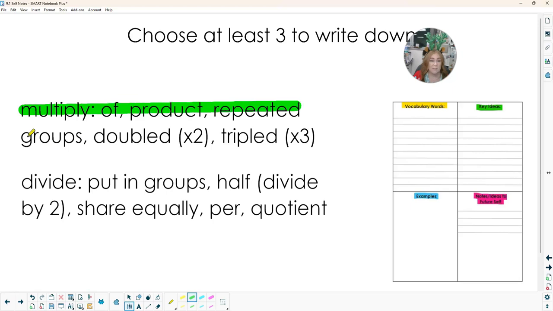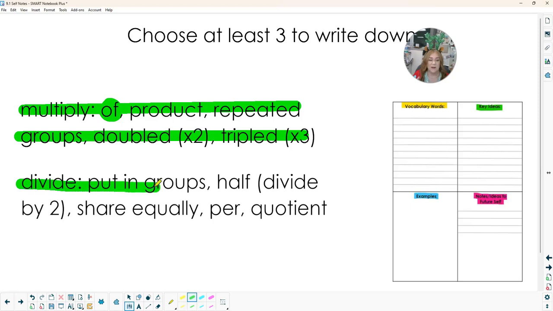So we have multiply. So a word lots of us forget is this "of" right there. Lots of us forget that "of." If I have this many of that, that's telling me to repeat those groups. The mathematical word is product. If something is repeated, we have repeated groups over and over. That repeated addition, that means multiply. If something is doubled, that means times 2. If something is tripled, that means times 3.